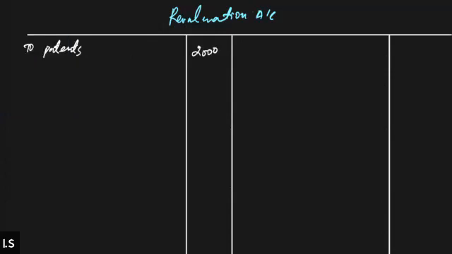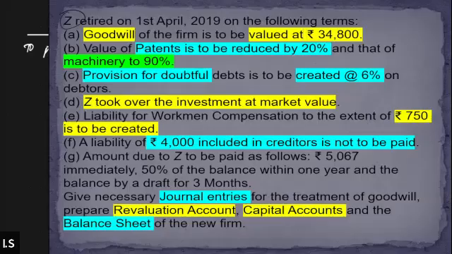Then moving back to the question, it says the value of the patent is to be reduced by 20% and that of the machinery by 10%. Value of the machinery reduced by 10% means the value of the machinery will now be reduced. What do you mean by 10%?